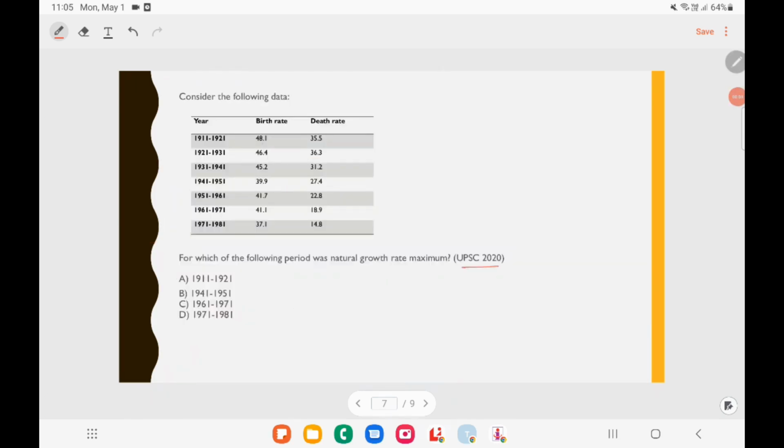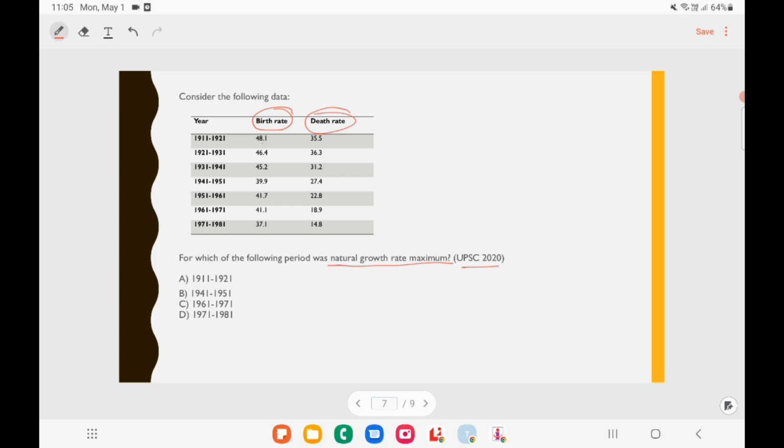Again, you are given a table and from that table, you need to find out which of the following periods has natural growth rate maximum. So here birth rate is given and death rate is given. Birth rate means many people are being born, that means people are added to the population, and death rate means people are getting reduced from the population. So natural growth rate will be birth rate minus death rate. So you need to find out the birth rate minus death rate of these different years.